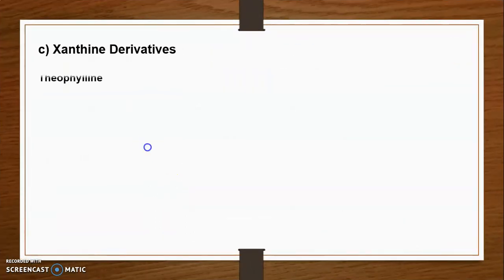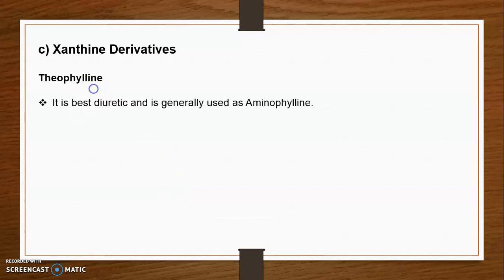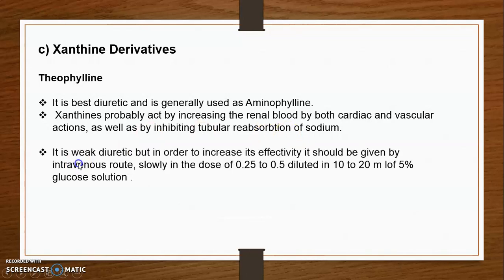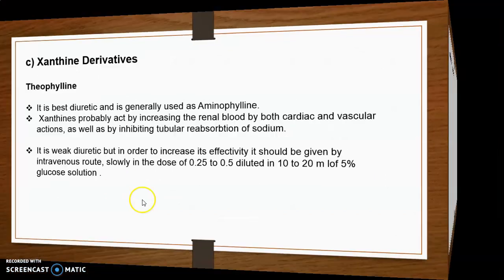Then we see the xanthine derivatives. Example of it is theophylline. Theophylline is a good diuretic and it is generally used as aminophylline. Xanthine probably acts by increasing renal blood flow through both cardiac and vascular action, as well as by inhibiting the tubular reabsorption of sodium. It is a weak diuretic, but in order to increase its effectiveness, it should be given by the intravenous route, slowly, in a dose of 0.25 to 0.5 gram diluted in 10 to 20 ml of 5% glucose solution. In this way, theophylline is used as a diuretic.